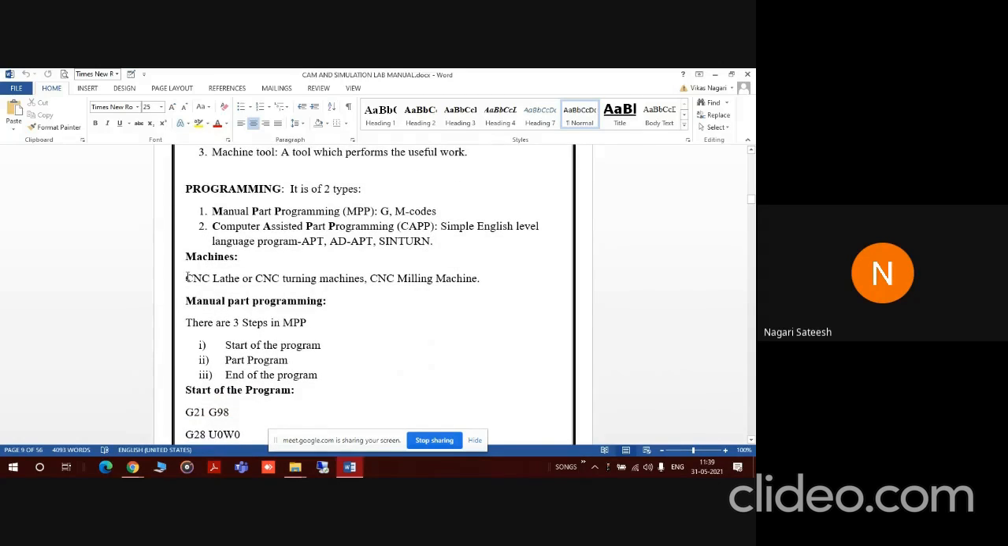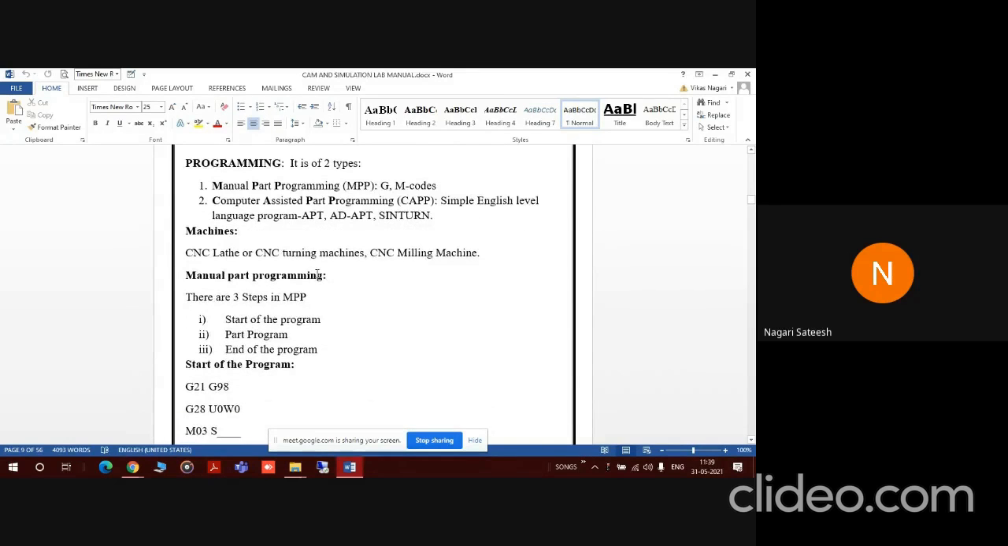Now, in our lab, there are two machines, a CNC lathe and a CNC milling machine. The CNC lathe is also called a CNC turning machine. How is the MPP written? APT we also have to discuss in today's class.